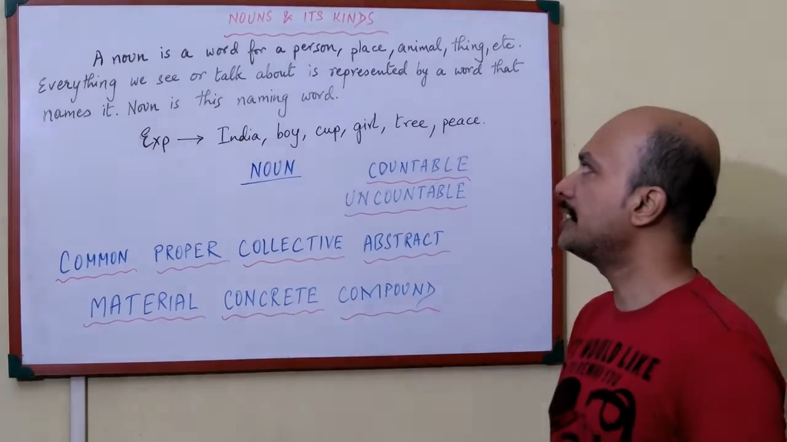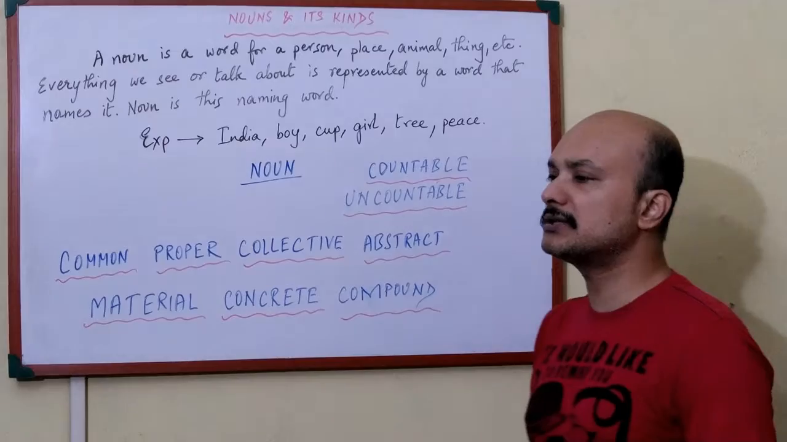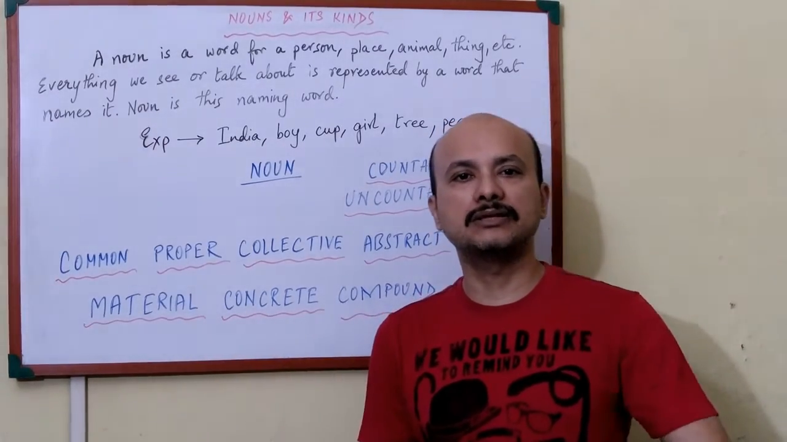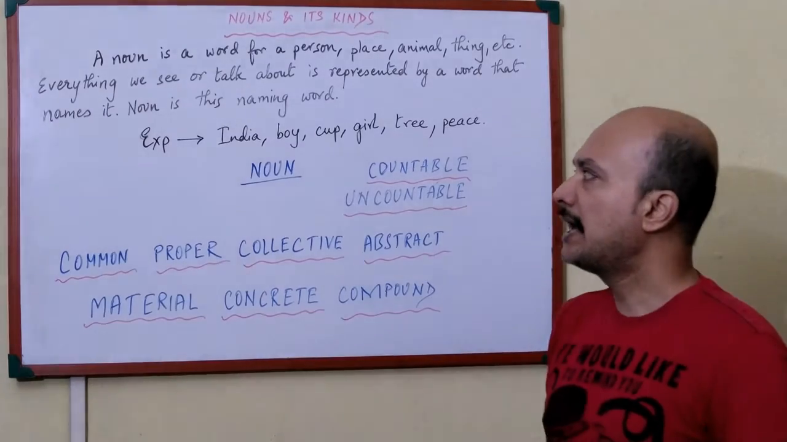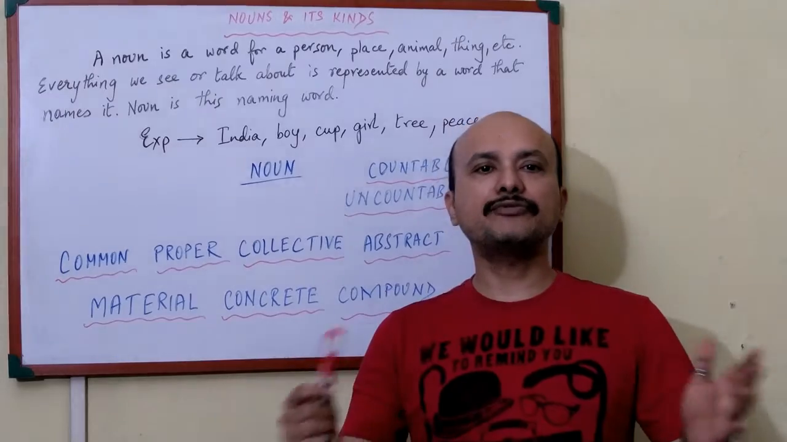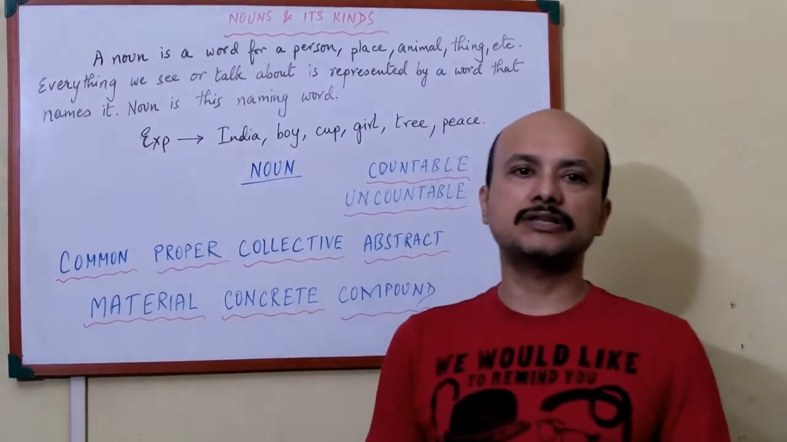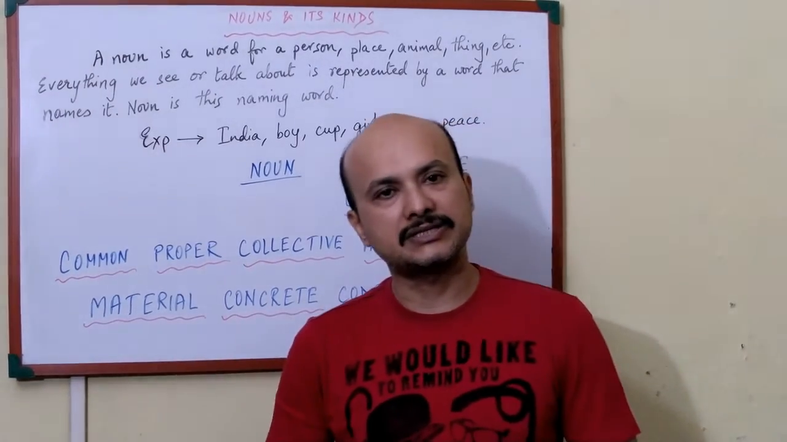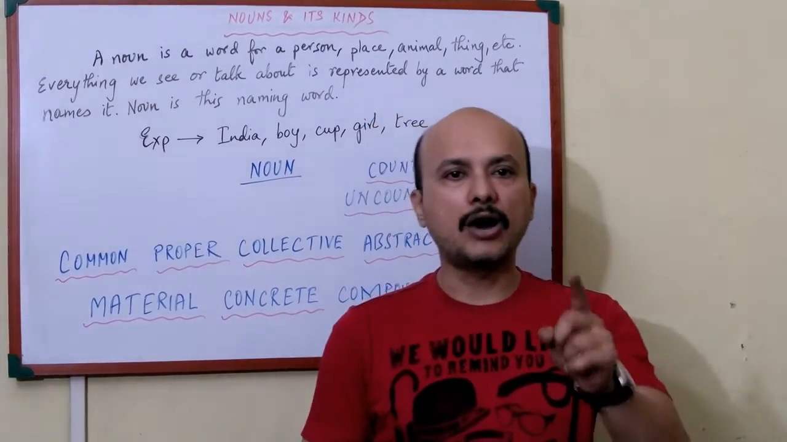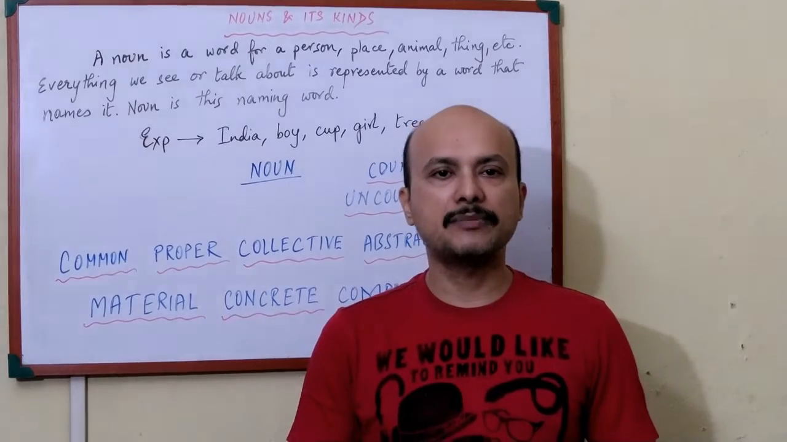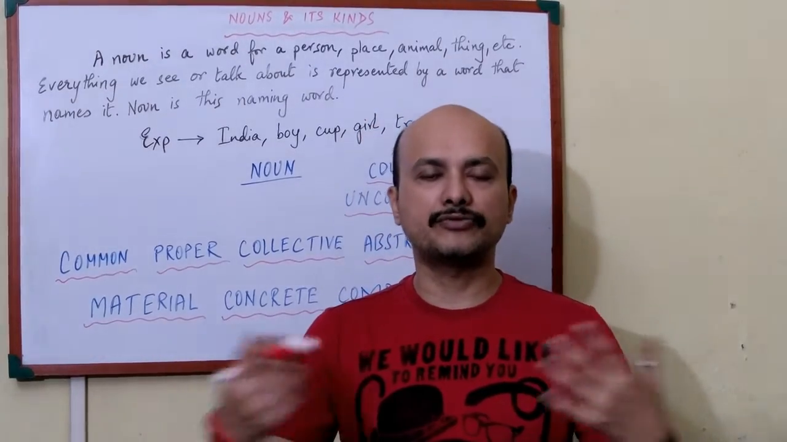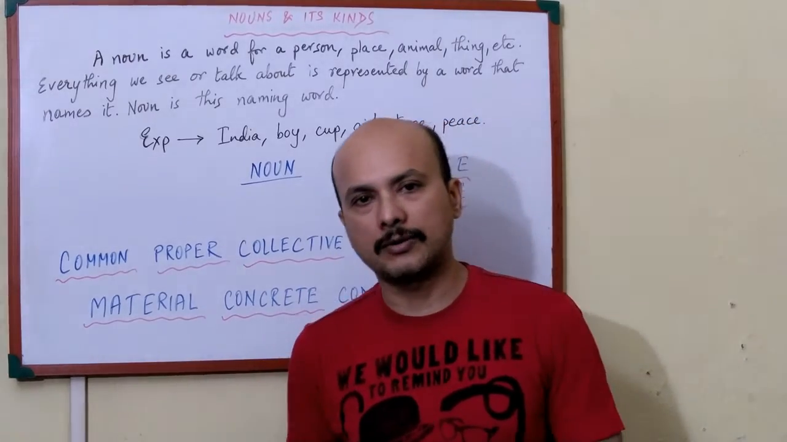It's a word for a person, place, animal, thing, etc. It's a name for a person, place, animal, thing, etc. Everything we see or talk about is represented by a word. Everything that we see around, whether it is things, people, animals, anything that we see, we talk about it. And when we talk about it, we name it. Noun is this naming word. Noun names all these things around that we speak about and talk about.